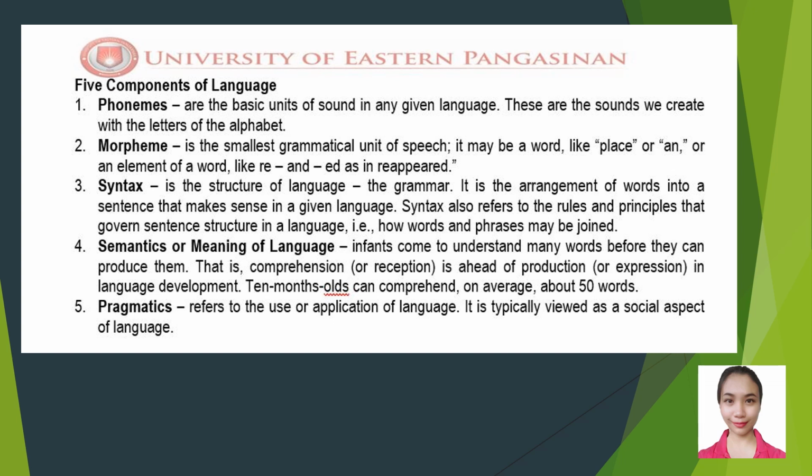So when we say phonemes, these are the basic units of sound in any given language. These are the sounds we create with the letters of the alphabet. So a phoneme, class, is the smallest unit of sound in speech. So when we teach reading, we teach children which letter represents those sounds. So for example, the word hat has 3 phonemes. So it is letter H, letter A, and then letter T.